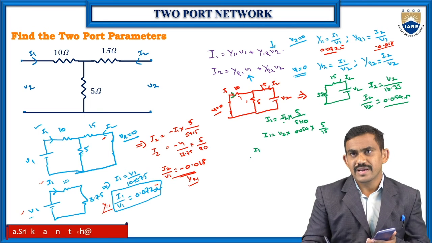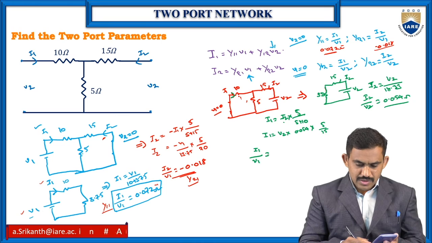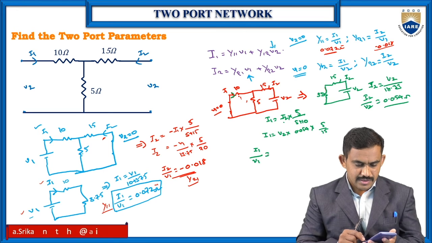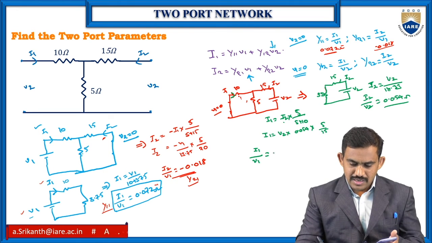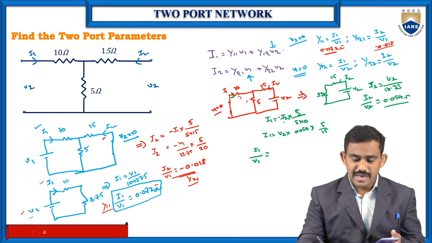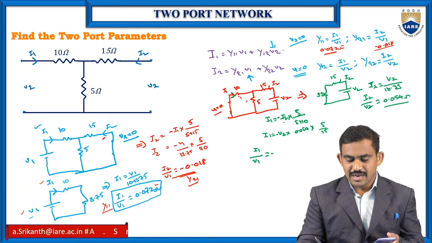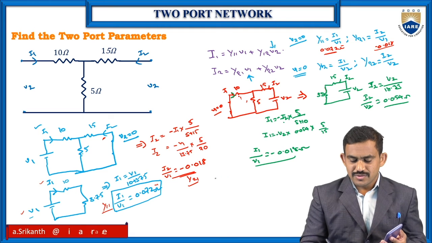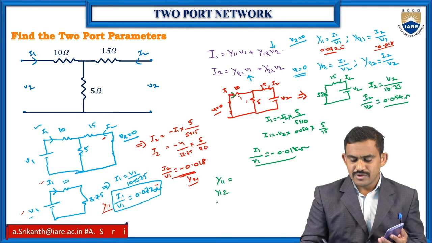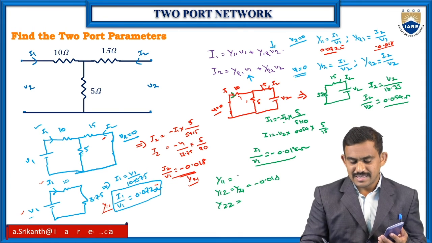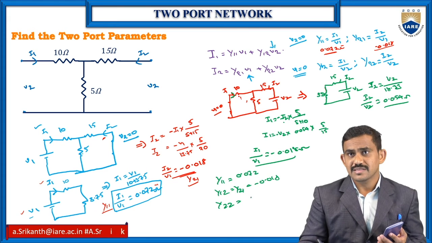So I1 by V2 is equal to this answer into 5 divided by 15. The value is the same, but the direction is minus here, so don't forget the minus. The I1 current and I2 current are both reversed, so we get minus 0.018. Your values Y11, Y12, Y21 and Y22 are: minus 0.018, minus 0.018, 0.072 and 0.054 mho.